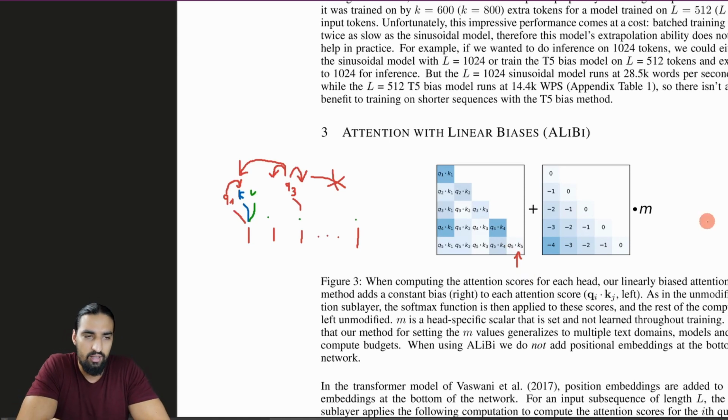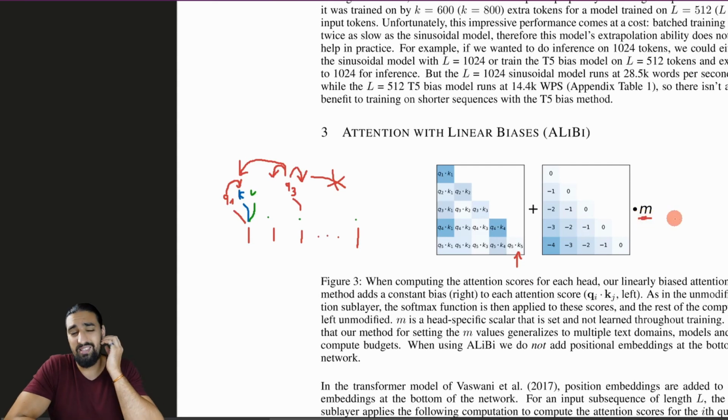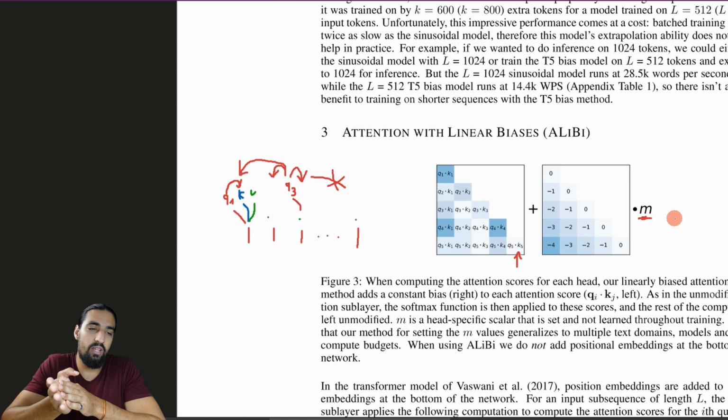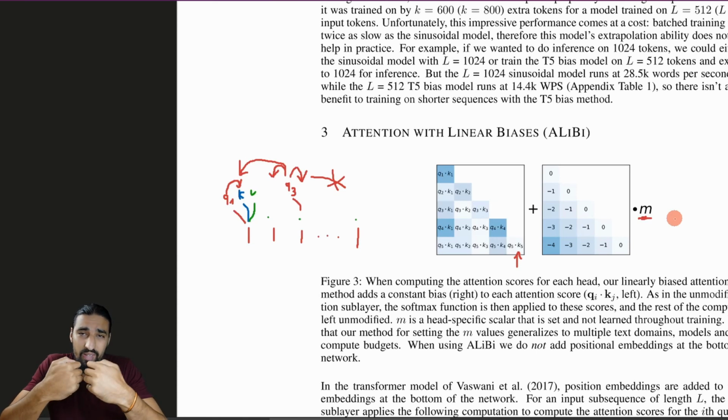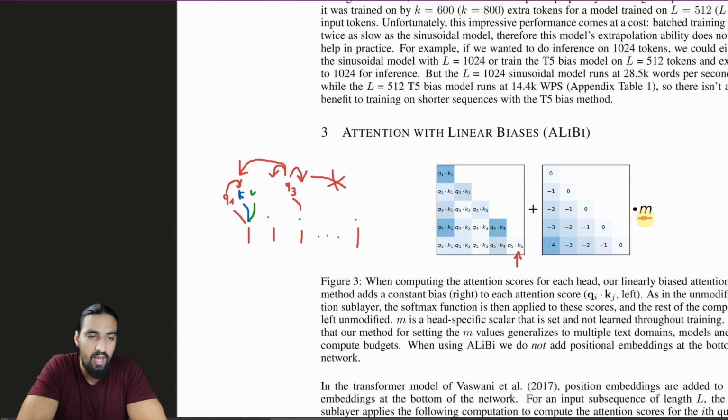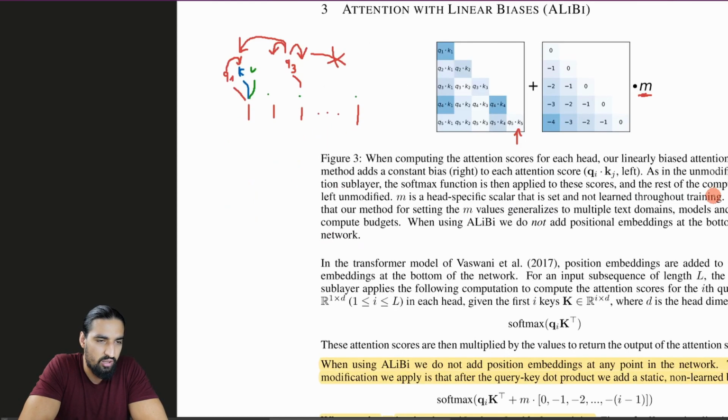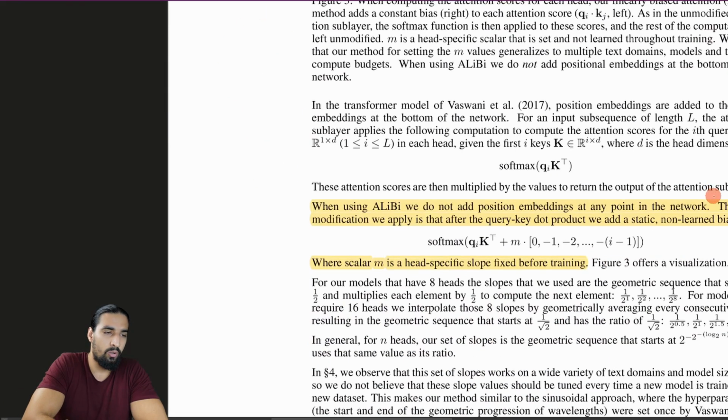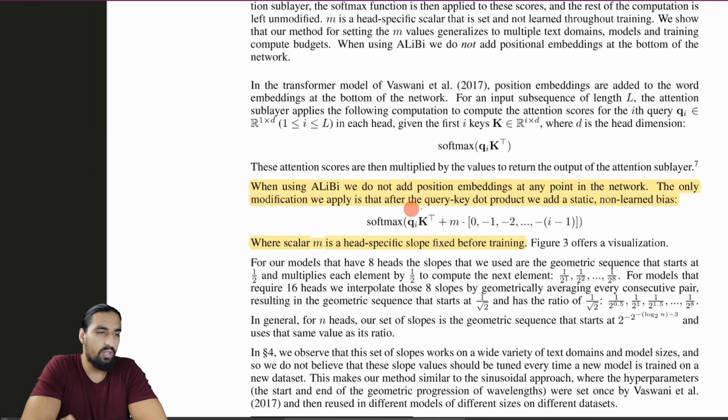But the thing you're probably noticing here is this M parameter. And the funny thing is, it's actually not learnable. They just experimentally found some good values. We're gonna see those in a minute. And every single attention head will have a unique number M, and that's it. That's the whole logic they did, and they achieved those results. Now let's dig into a bit more detail here. So they mentioned here, when using ALiBi, we would not add position embeddings at any point in the network.